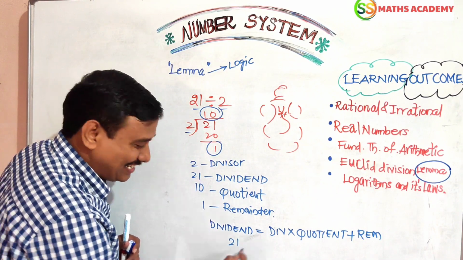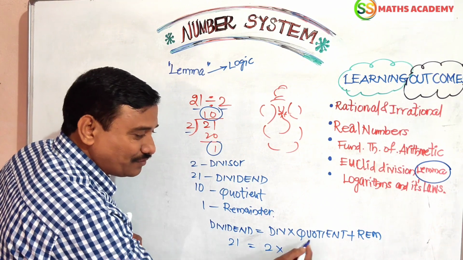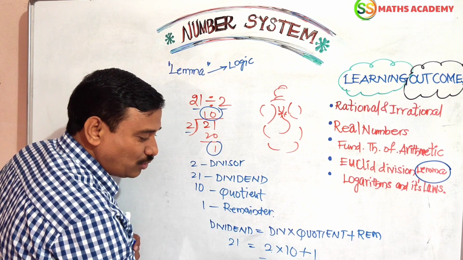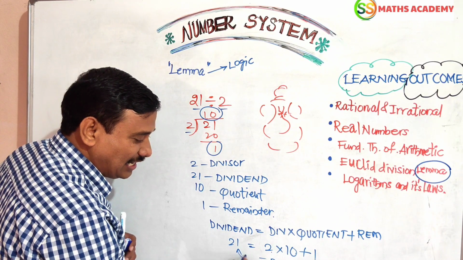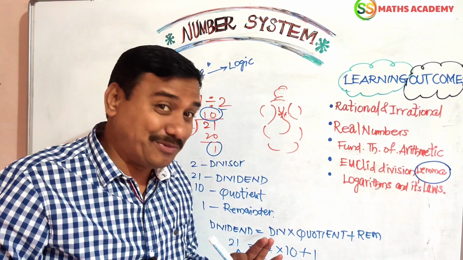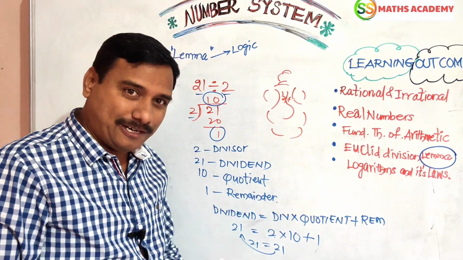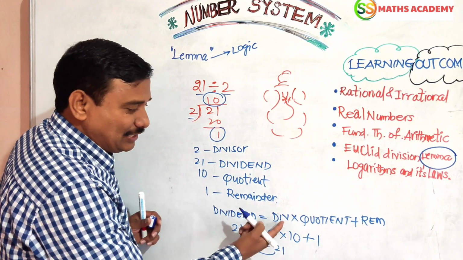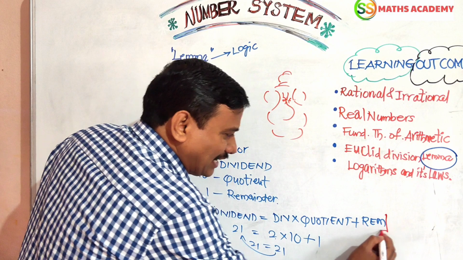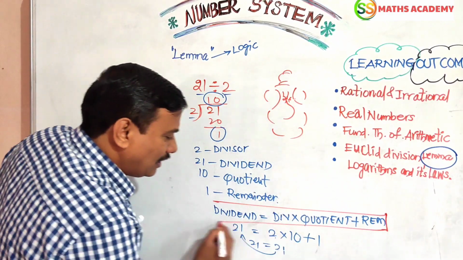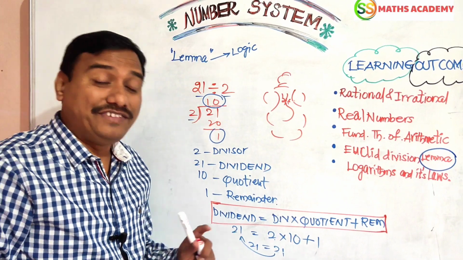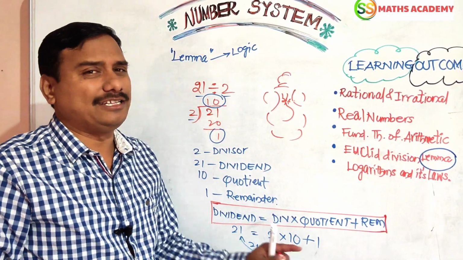Dividend is 21. Divisor is 2, quotient is 10, plus remainder 1. Two tens are 20, plus 1, is 21. It tallies. LHS equals RHS. Our answer is perfect. Simply, dividend equals divisor into quotient plus remainder. Simply we can say that this is called the division algorithm.